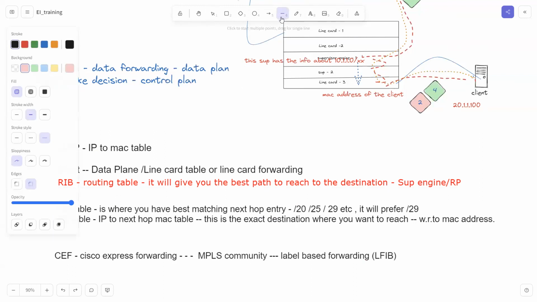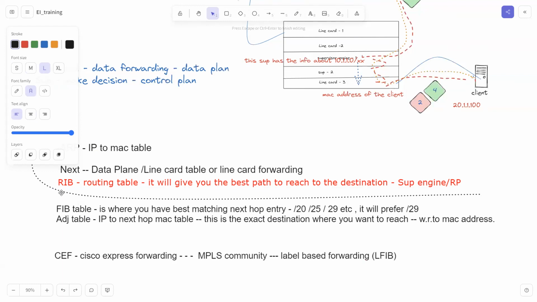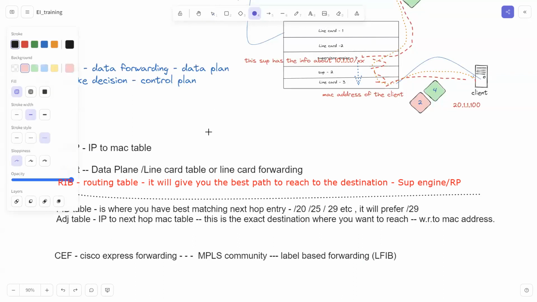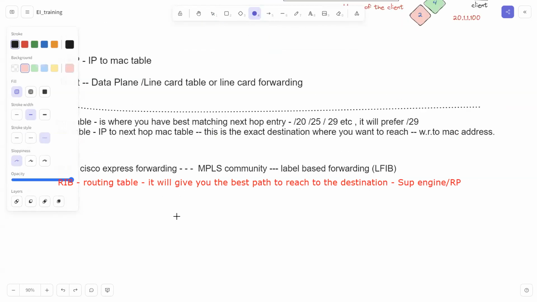What's the difference between the FIB and the RIB? Because they are almost the same thing, since you said it will give you the best path to reach the destination. This one is where your best path next hop entry is. This one too is the IP next hop. This one has to do with the mark table. Explain what's between the FIB and the RIB. Okay, I'll explain.